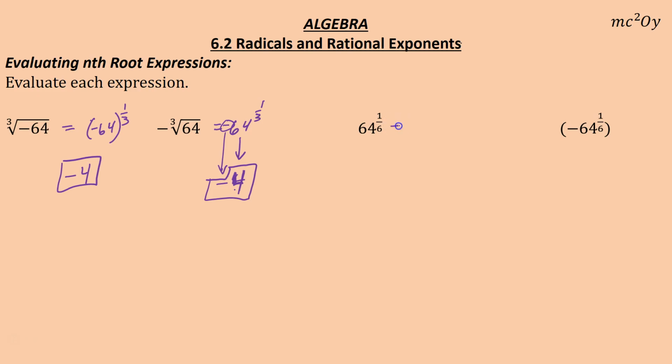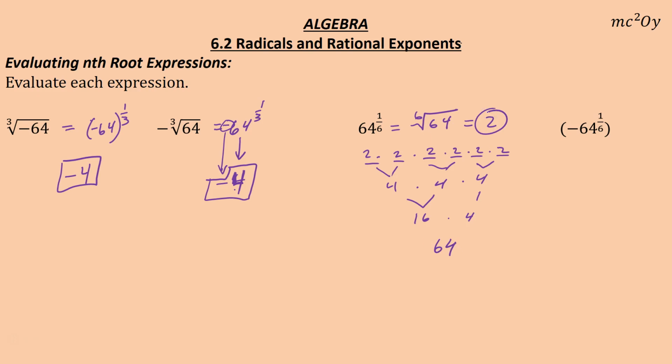64 to the 1/6 power, okay, which means actually the 6th root of 64. So what number times itself 6 times makes 64? 2, 2, 2, 2, 2, 2. So we'll test those out. That's 4. That's 4. And that's 4. And 4 times 4 is 16 times another 4. Oh, that's 64. So the answer is 2. Notice I didn't put plus or minus 2.